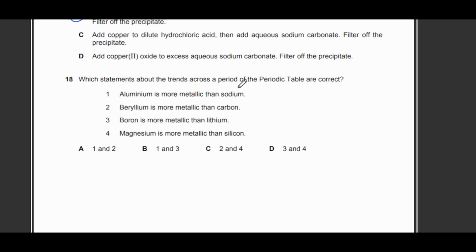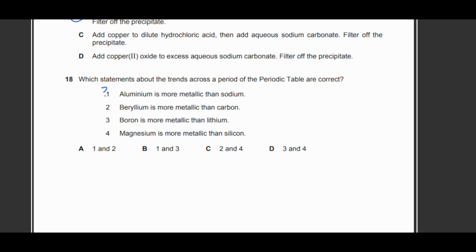Which statements about the trends across the period of the periodic table are correct? So, aluminium is more metallic than sodium. This one is a bit of an iffy one because you cannot actually tell based on the trend, right? You cannot really tell this.